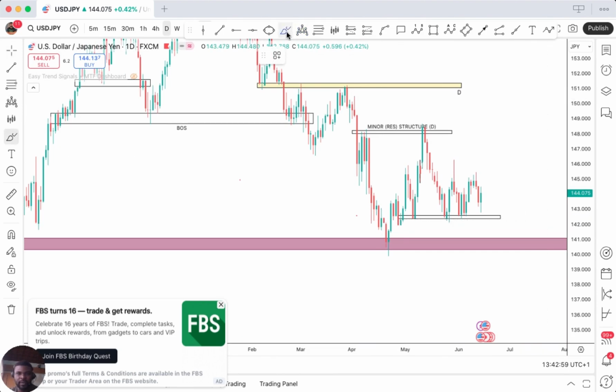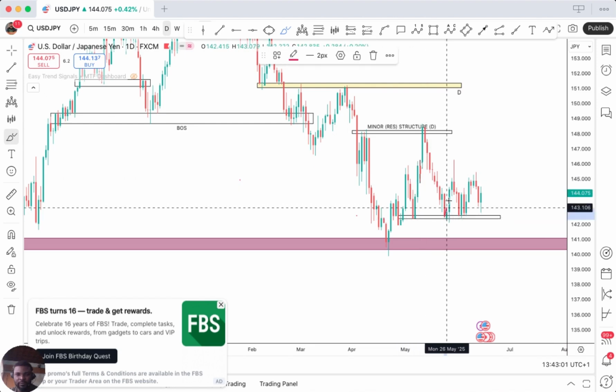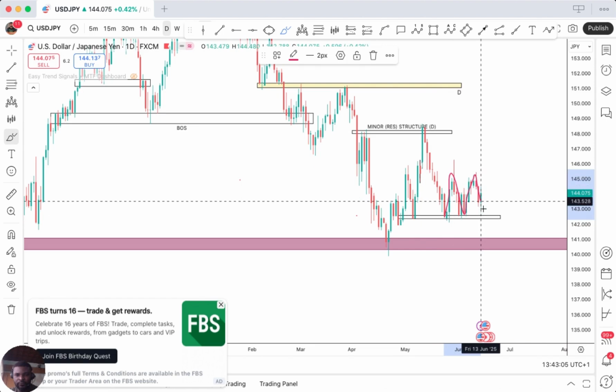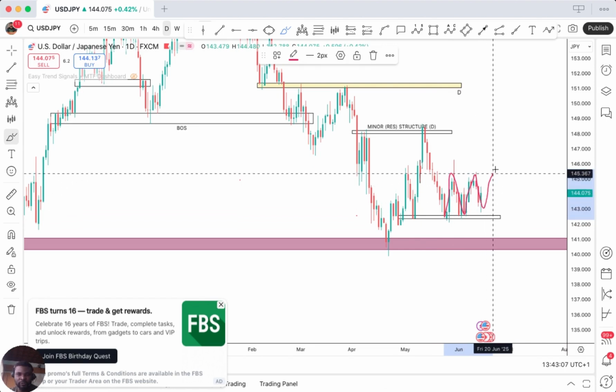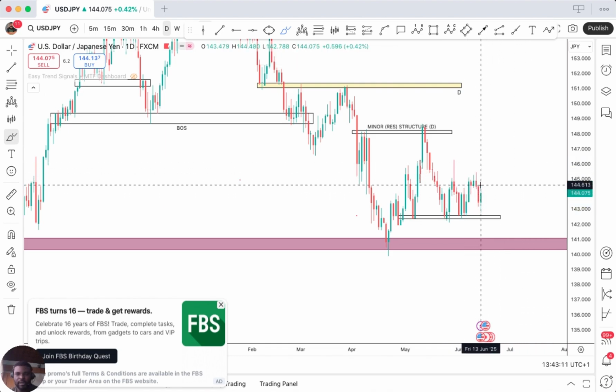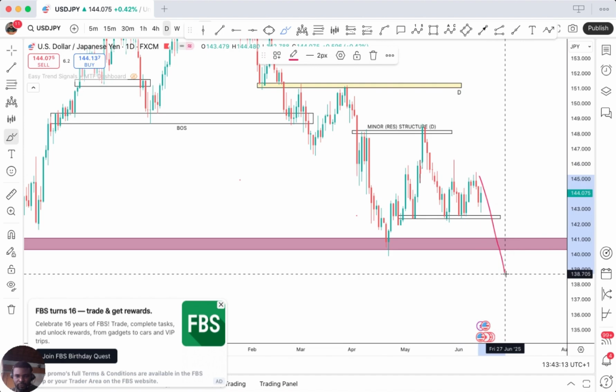As you can see right here on the daily, we have the same wave 1, the wave 2, the wave 3, and the wave 4. So you might expect the wave 5 to the upside, and once the wave has been completed, we can actually find the next impulsive move to the downside. So you can see this is actually very, very clear.